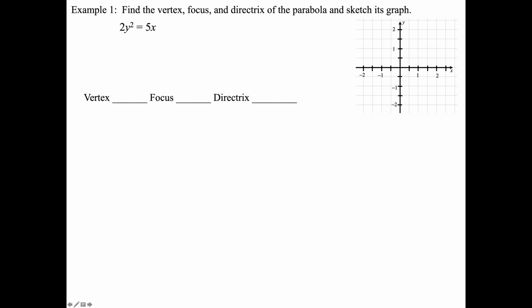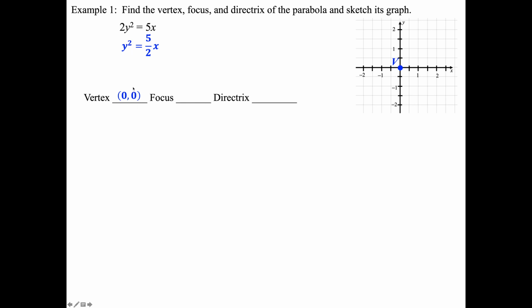All right, so let's practice one here. Find the vertex, the focus, and the directrix of the parabola and sketch its graph. So what we need to do is we need to have y squared all by itself. Notice that there's only one variable in these equations that is squared. So I'm going to divide over the 2. Y squared is by itself.